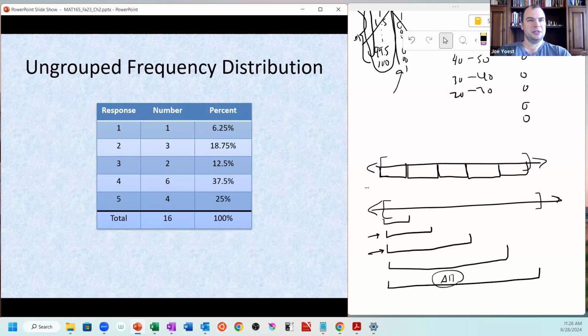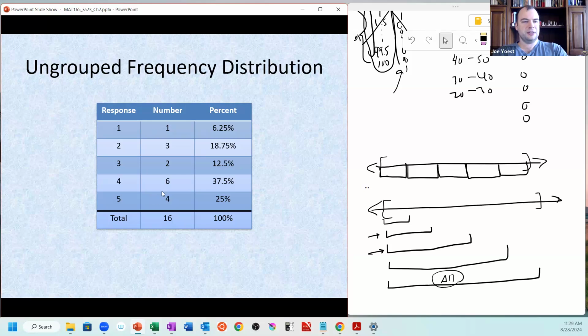Now, since it does have a natural ordering, I do want to respect the ordering. So I want to make my classes like 1, 2, 3, 4, 5, or perhaps 5, 4, 3, 2, 1, but I don't want to do like 3, 4, 1, 5, 2. So I do make my classes, my responses, 1, 2, 3, 4, 5 go in order, but I just give each of them their own bin. There was 1 individual that gave us a rating of 1, 3 that gave us a rating of 2, 2 that gave us a 3, and so on.